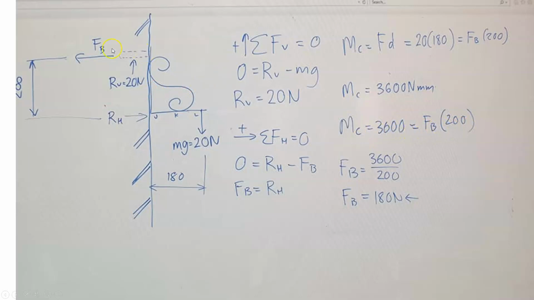So in this case, this unknown force, FB, or we could use RH, doesn't matter which one, we just have to take one. If we know the two are the same, it doesn't matter which one we use. It's the distance times one of the forces. We have FB times 200, so 3,600 divided by 200 equals 180 newtons.